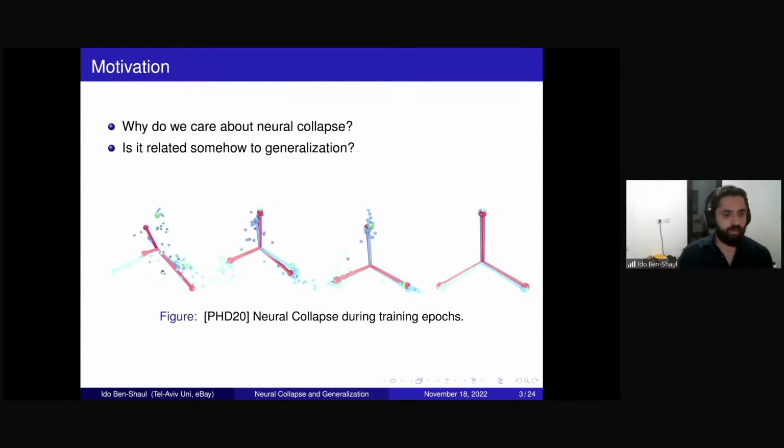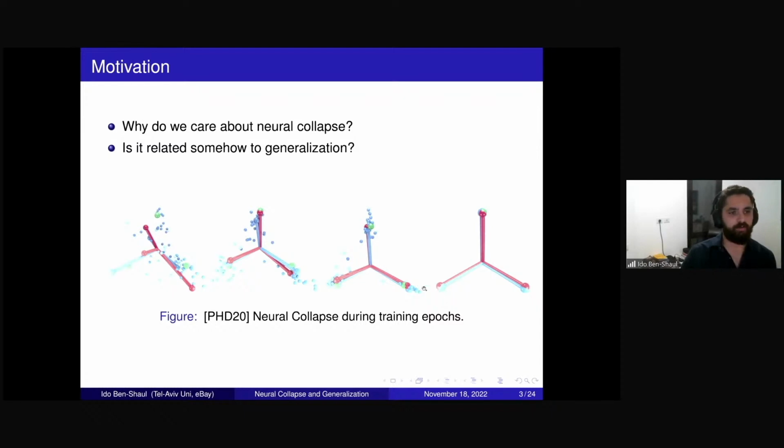And in this cartoon, we actually see the process between the layers. They start off random, and we see this clustering around their class means. And at the end, we have something we call variability collapse, where all the samples from the same class are mapped to the same point.